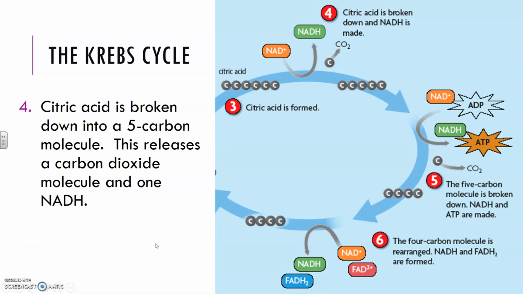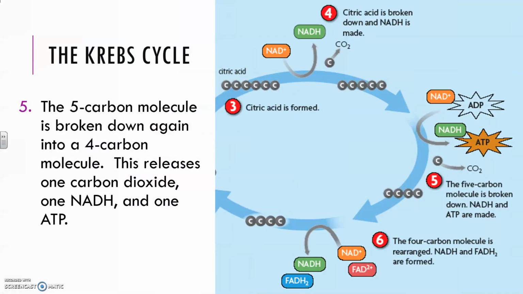Okay, so now we have released a total of 2 carbon dioxides at this point. One when pyruvate went down to 2 carbons, and now our citric acid went down to 5 carbons. We've also produced 2 NADHs. Okay, so again, we're going to have this 5-carbon molecule get hit again. Can't really seem to escape the NADH, just rifling through its pockets for spare energy. And again, it's going to release another NADH and another carbon dioxide.